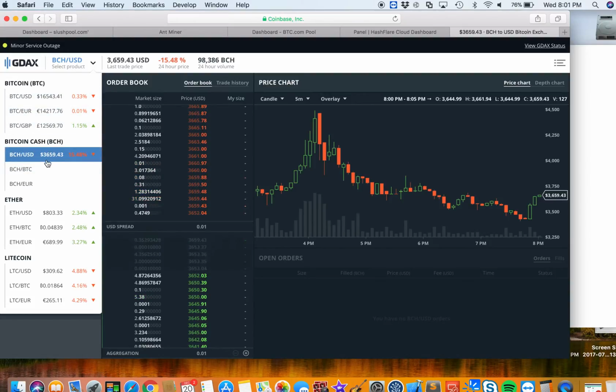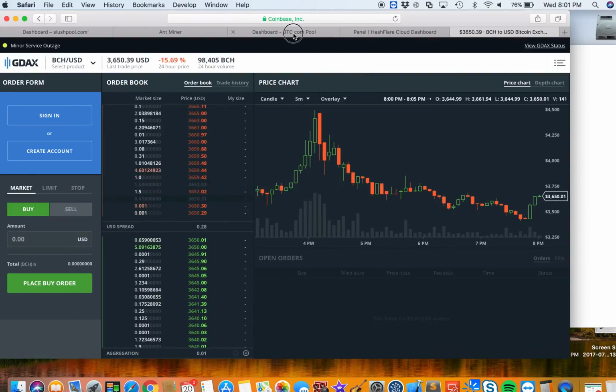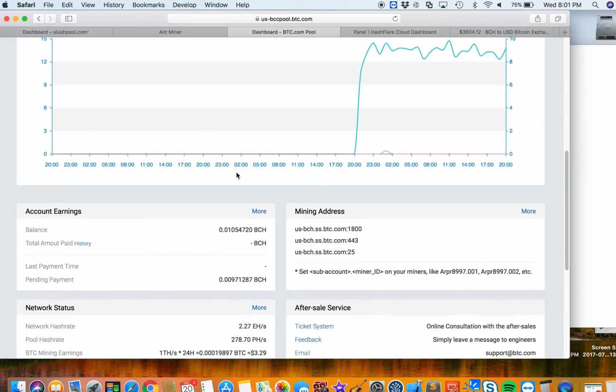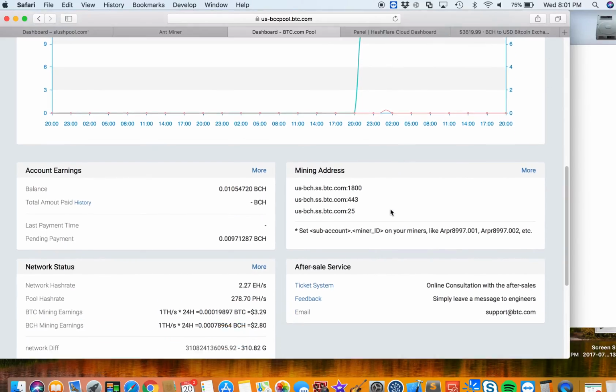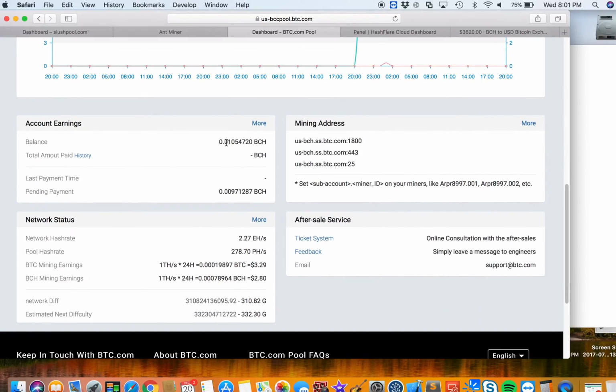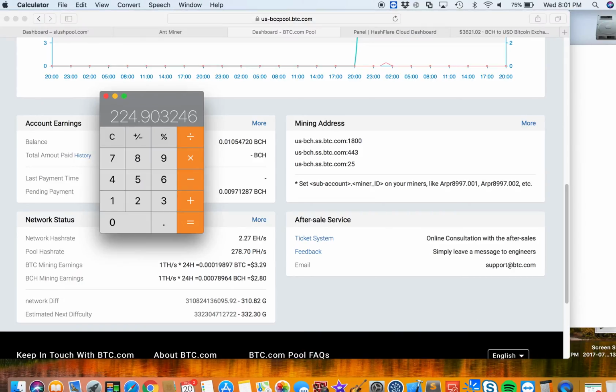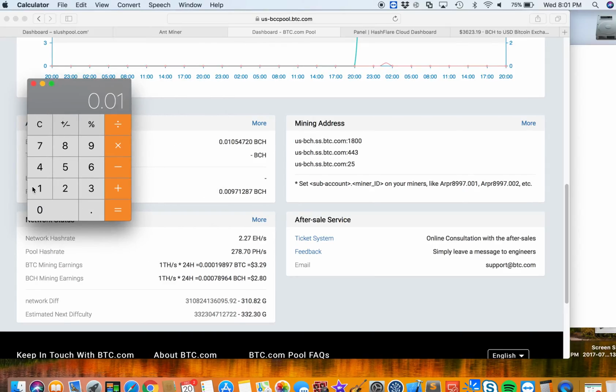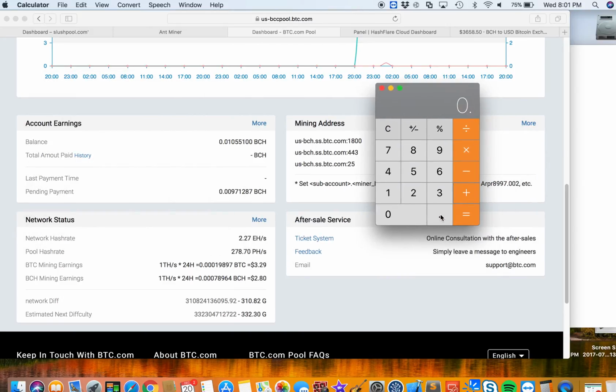Okay, so right now the Bitcoin Cash value is 3,652.03. So let's see how much Bitcoin Cash I had for mining for almost one day, because I switched yesterday around 9 p.m. So I'm 1 hour short. So let's see. So the balance is 0.01055100 Bitcoin Cash plus the pending, plus 0.00971287. Okay, so in almost 24 hours, I made 0.02026387 Bitcoin Cash.